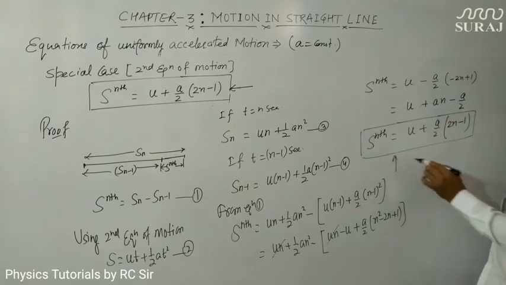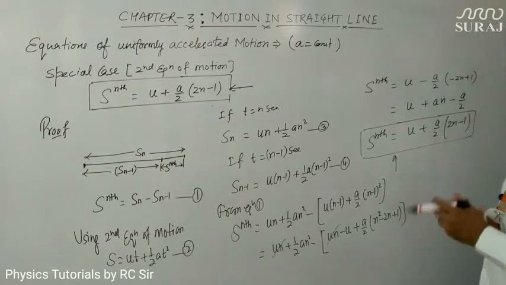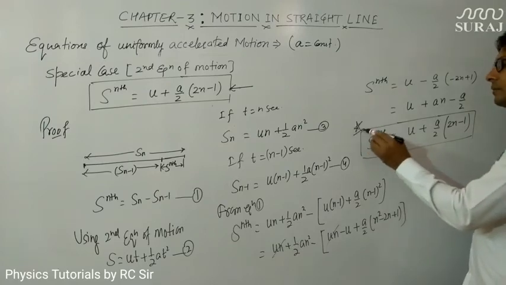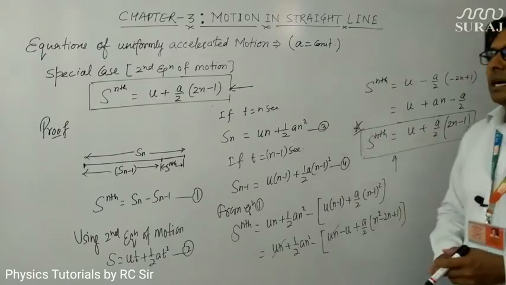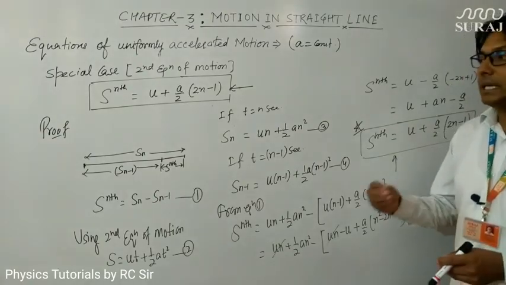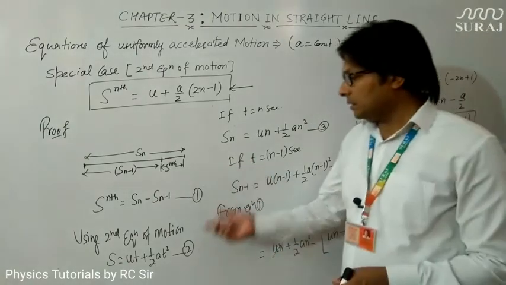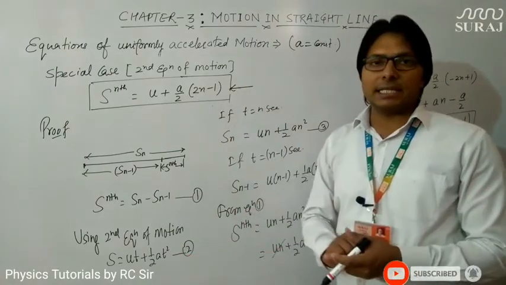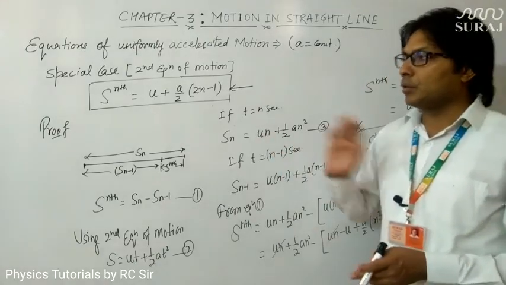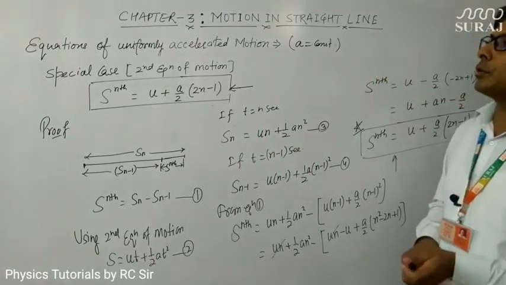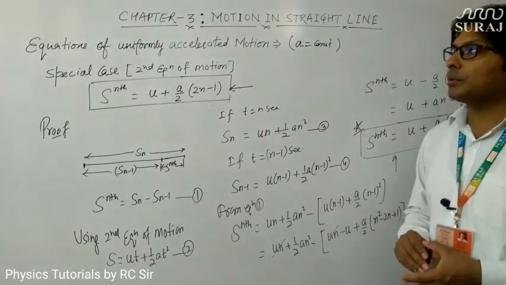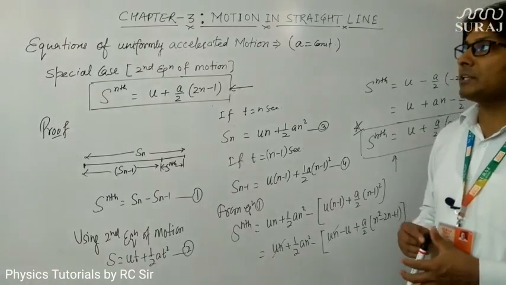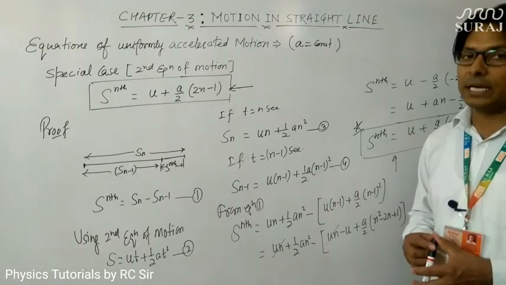If I ask you how much distance will be covered by the object during the nth second of its journey, you will use this formula. But if I ask you how much distance will be covered by the object in n seconds, you will use the second equation of motion. So this is the difference between Snth and the second equation of motion. This is all for this lecture. I hope this lecture will be very helpful for you in understanding and deriving the equations of uniformly accelerated motion.